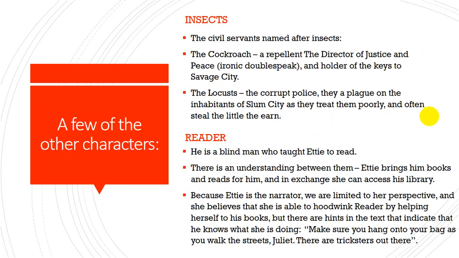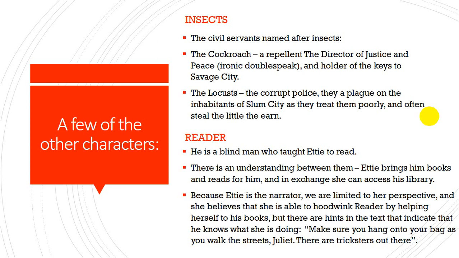And then a few of the other characters, not all of them. We note that civil servants are often named after insects. The Cockroach is repellent, much like a cockroach is. If you're like me, I can't bear them. He is the director of Justice and Peace, which is ironic, reminiscent of the double speak of 1984, Orwell's novel. And he is the holder of the keys to Savage City. And then the locusts are the corrupt police. They're a plague on the inhabitants of Slum City. They treat them poorly. They often steal the little that they earn.